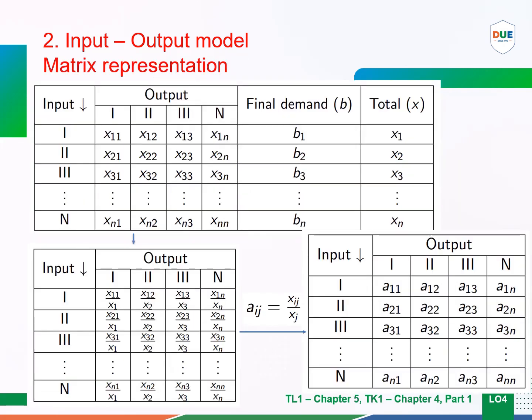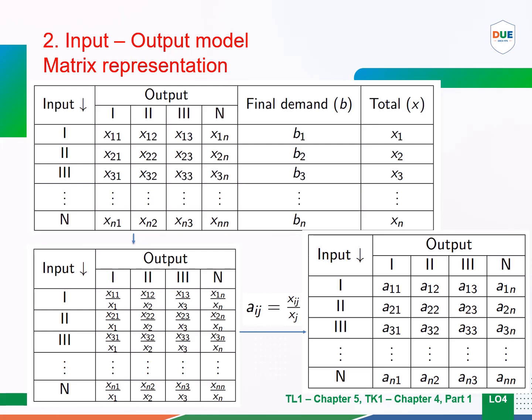To build the input-output model, we convert the transaction values Xij into technical coefficients. The coefficient Aij is defined as Xij divided by Xj. Here, Xij is the amount of output from industry i used by industry j, while Xj is the total output of industry j. Therefore, Aij tells us how much input from industry i is required to produce 1 unit of output in industry j. For example, if A12 equals 0.2, this means that producing 1 unit of output in industry 2 requires 0.2 units of input from industry 1.